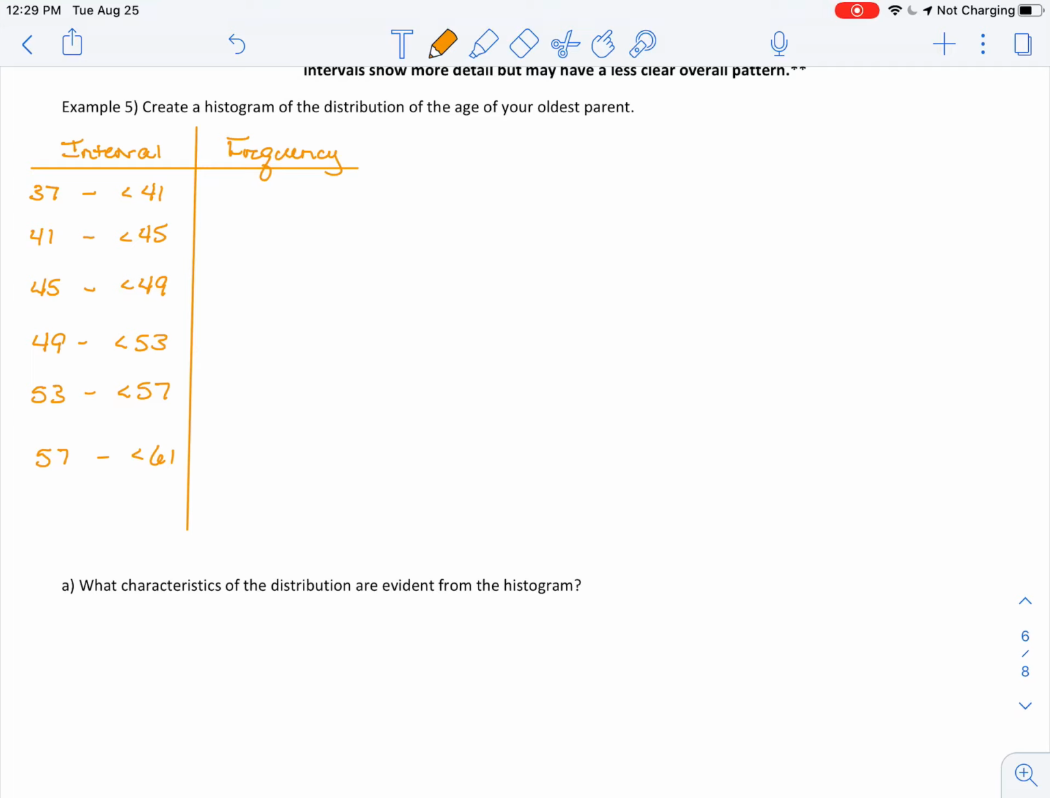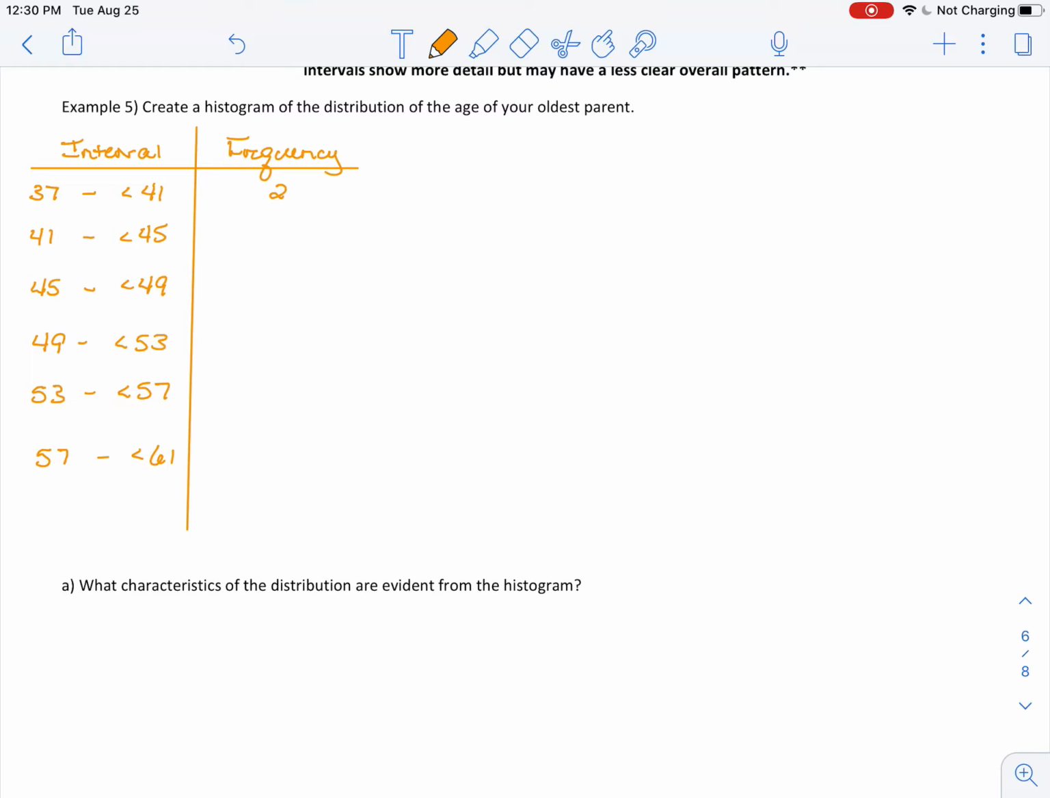And I'm just going to count how many were 37 to 41. So I can see 4 parents were in that age grouping. When I look at 40, ooh, I lied. 41 is the roundup rule. I can read. It's not 41. So 37, 38, 41 were the youngest people, so there are only 2 people that are 37 to essentially 40 years old.